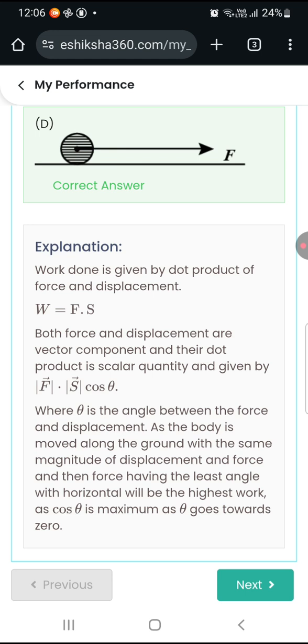Both force and displacement are vector quantities and their dot product is a scalar quantity given by F S cos theta, where theta is the angle between the force and displacement. As the body is moved along the ground with the same magnitude of displacement and force, the force having the least angle with the horizontal will do the highest work, as cos theta is maximum as theta goes towards 0.